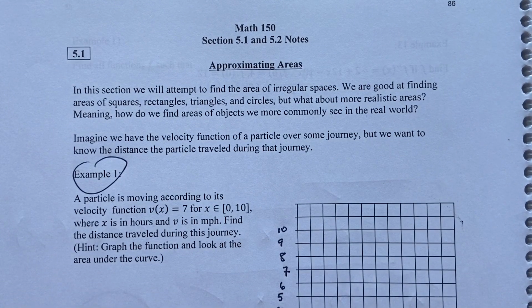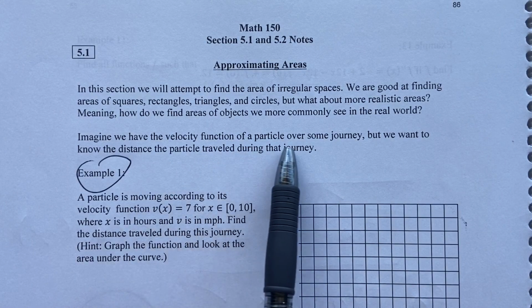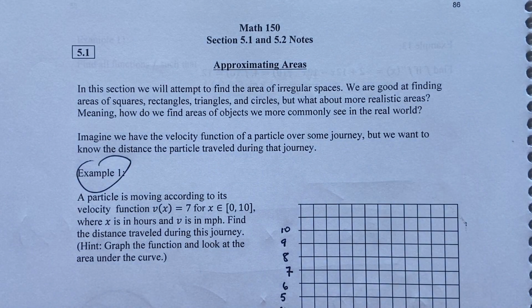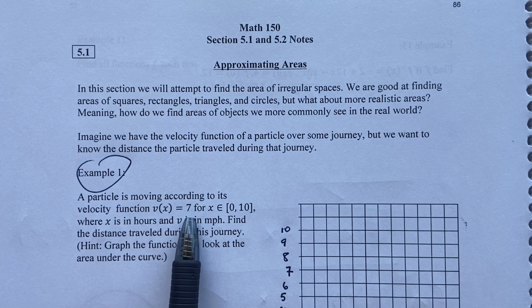So what we're going to do first is look at 5.1. So imagine we have the velocity function of a particle over some journey, but we want to know the distance that the particle traveled during that journey. Okay, so imagine, for example, we have this particle moving according to its velocity function, which is just this constant. So it's traveling at a constant velocity.